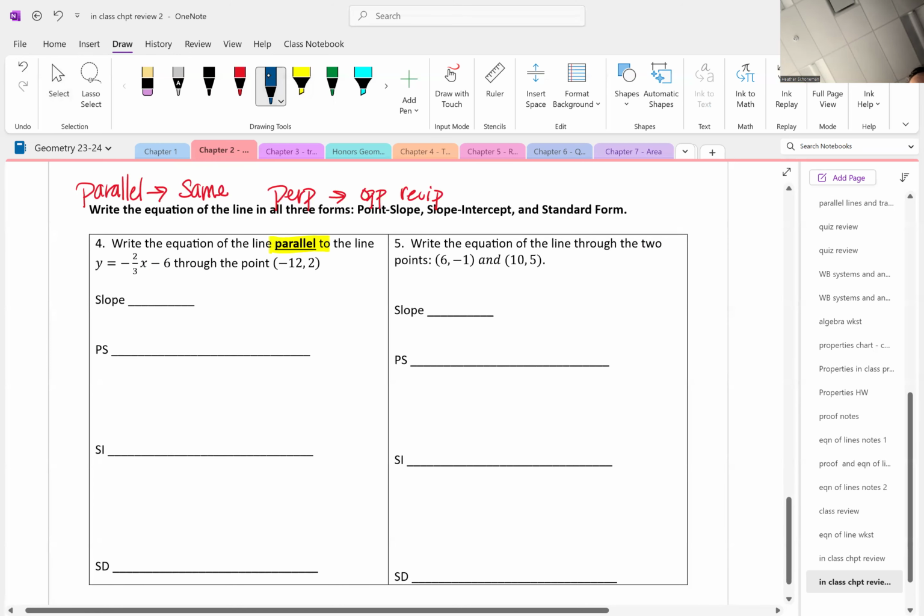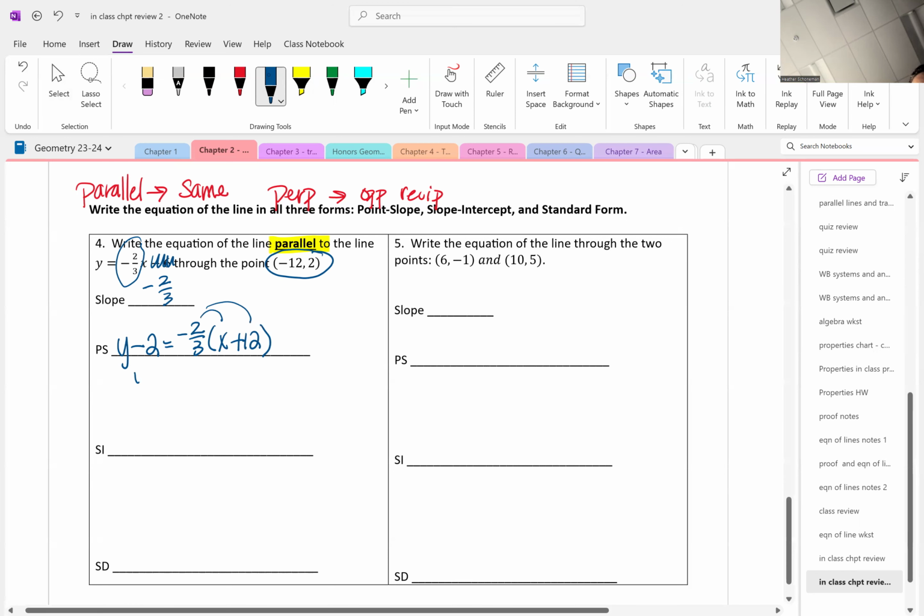So because it's the parallel, the slope is the same. So we're going to use negative 2/3. This minus x we don't use. We'll use this point. So when I write in point slope form, I'm going to have y minus y1, which would be 2, equals my slope, negative 2/3 times x minus negative 12 would be plus 12.